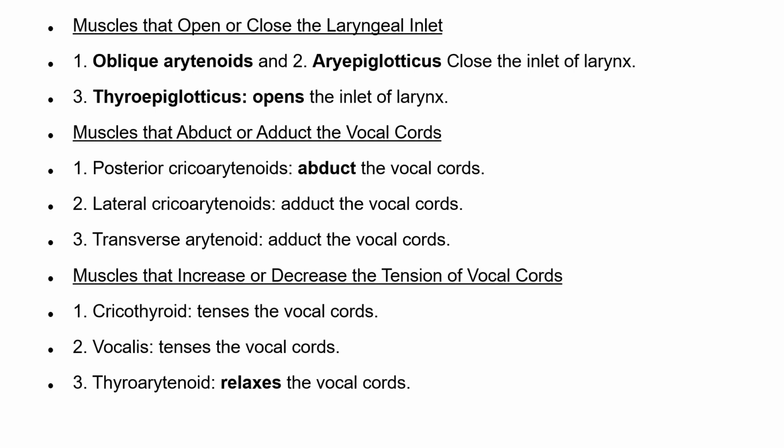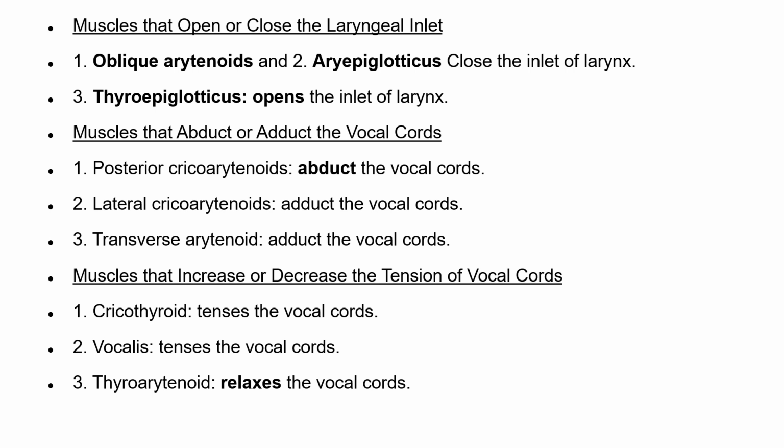Now, which muscles are responsible for abduction of vocal cords? Only one muscle, the posterior cricoarytenoid muscle. This is important to know, that it abducts the vocal cord. The other two muscles, namely lateral cricoarytenoid muscle and transverse arytenoid muscle, both are adductors of the vocal cord.